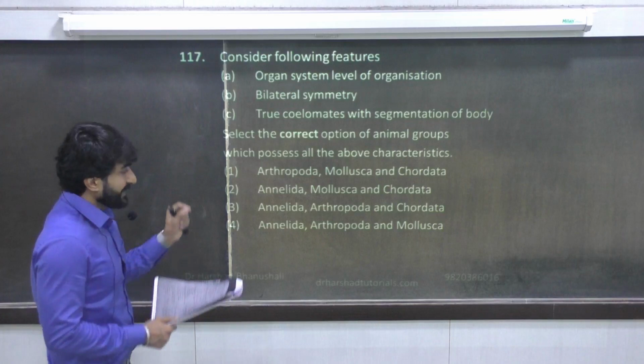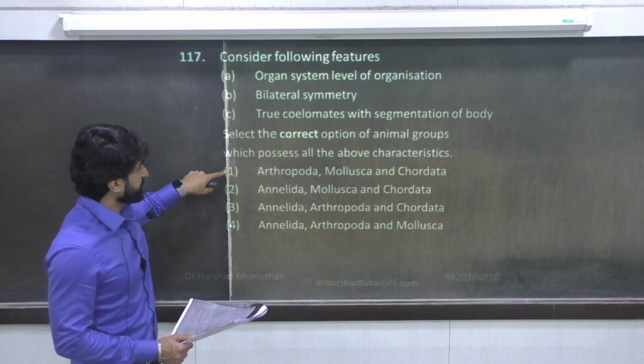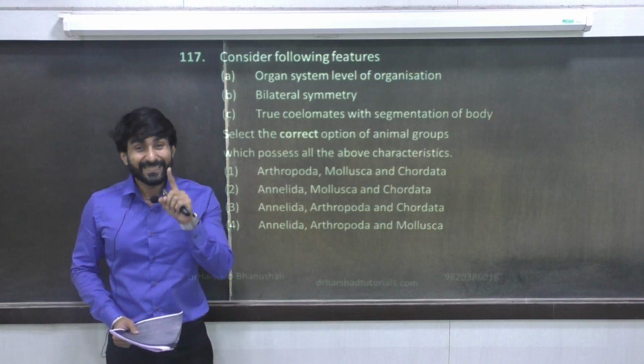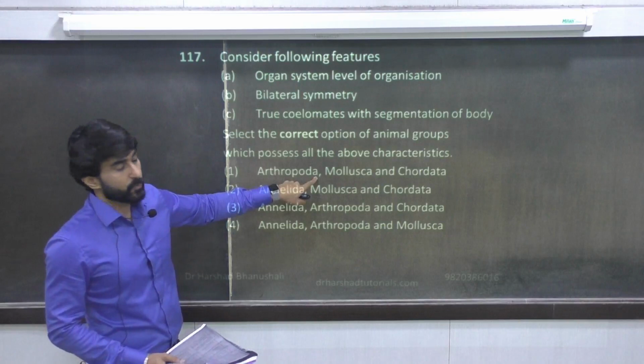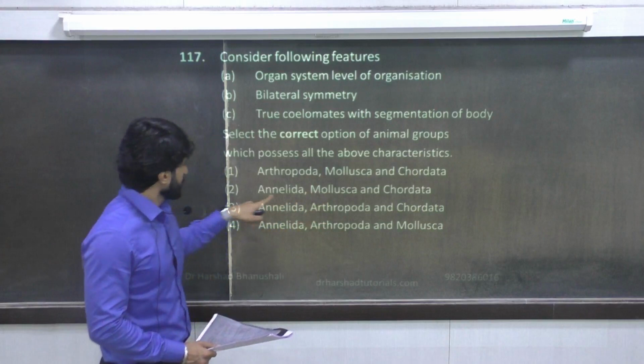Now, the reason this is slightly tricky is because if you see the first option, Mollusca is given in that first option, and Mollusca is an unsegmented animal. It's unsegmented. So Mollusca is out. So first statement is out. If you go to the second statement, it has Mollusca too. So even the second statement is out. If you go to the third statement, it doesn't have Mollusca.